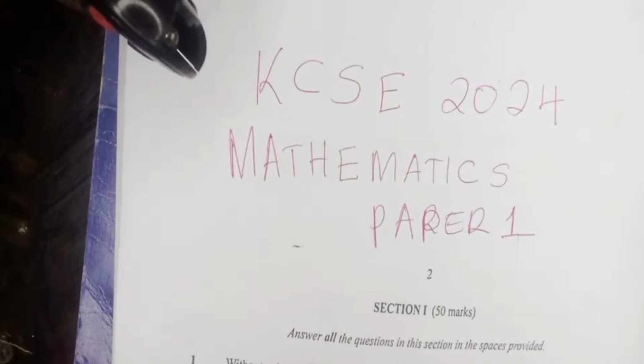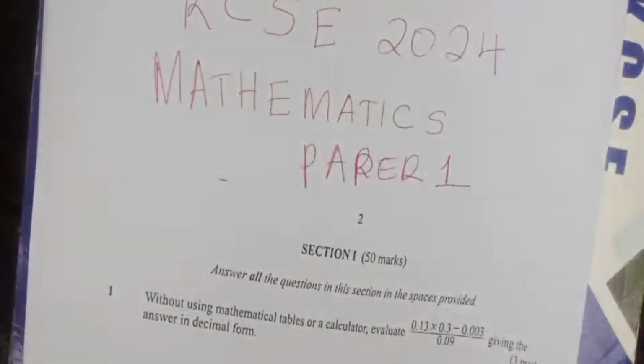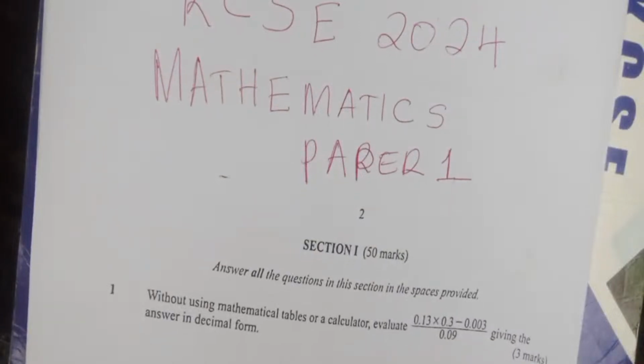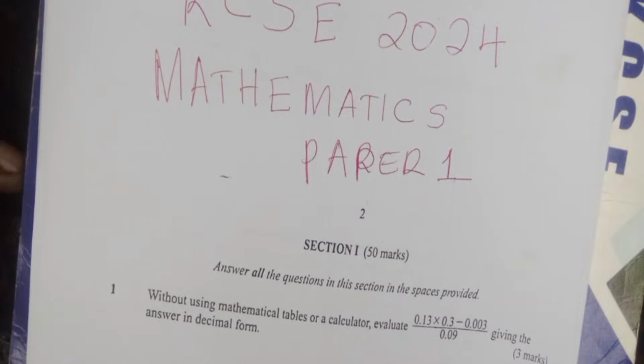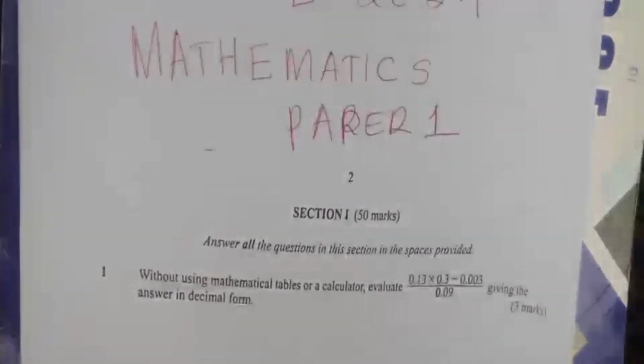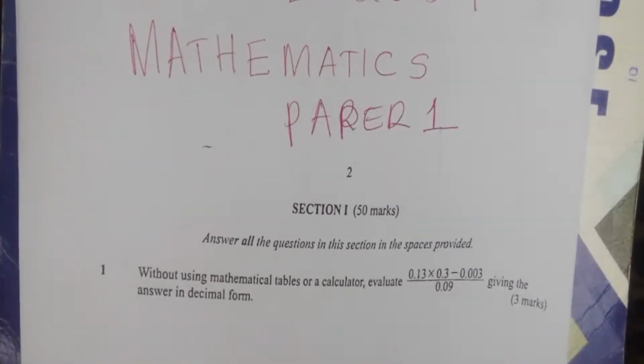So this paper, and generally Mathematics Paper 1, is made of 2 sections, and it has 24 questions. These questions run all the way from question 1 to question 24, just a breakdown of the paper.